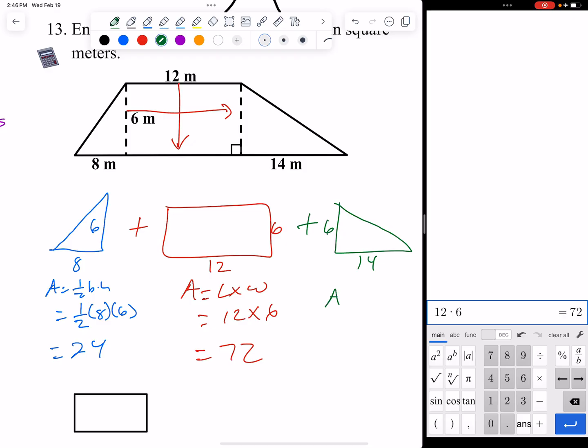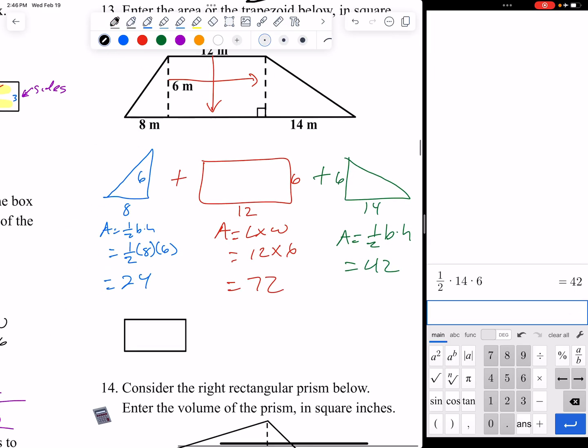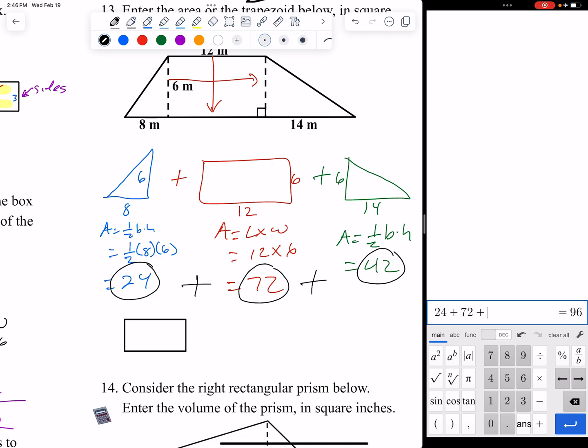And my last one, my area is 1/2 base times height. So 1/2 times my 14 times my 6, and I get 42. So what do we do with all these? This plus this plus this should be my total area. So 24 plus 72 plus 42. And I get 138. Yay.